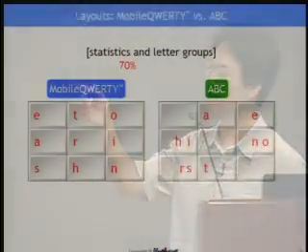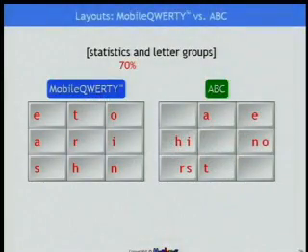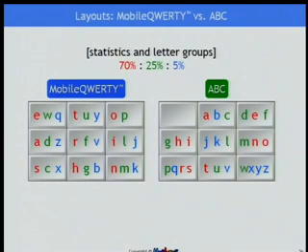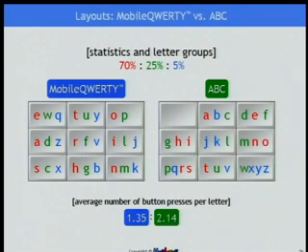There's a reason, because we did some experiments with professors in our country, and they concluded that there are many reasons, psychological reasons and so on. Okay, let me introduce the MobileQWERTY layout and the ABC layout. The red letters 70%, as I said earlier, and this 25% and 5%. So the average number of button presses per letter, you can lower to 1.35 per letter instead of 2.14 per letter for the ABC layout.